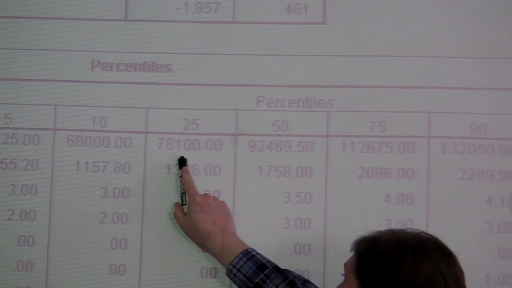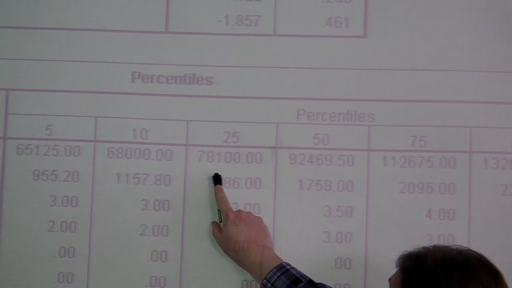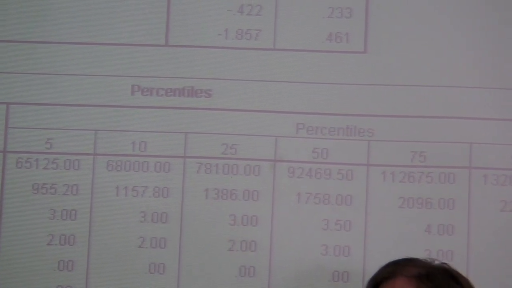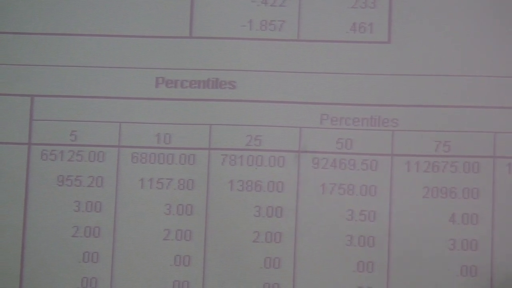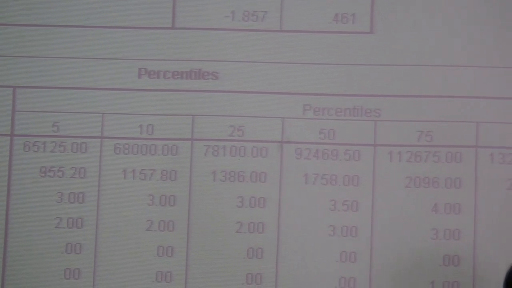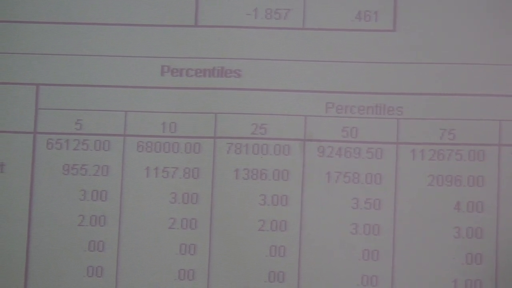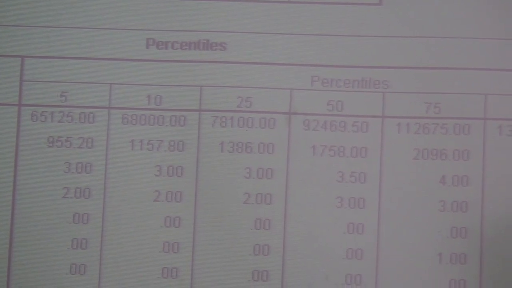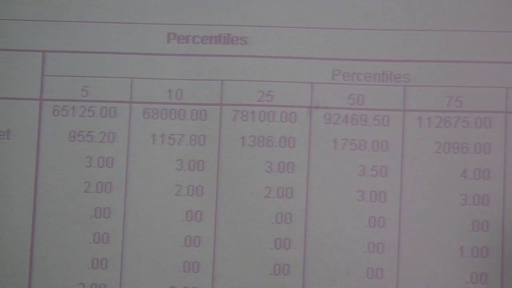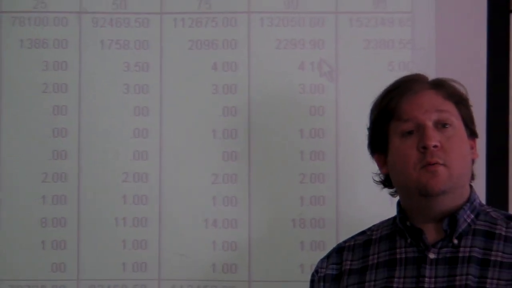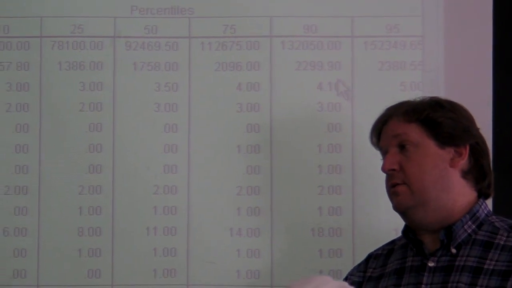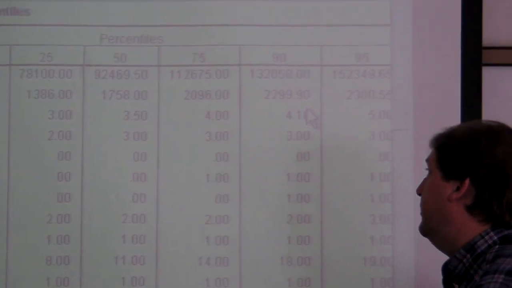So in this case, what we have here for price, we have a first quartile of $78,100. What this tells us is that, in this case, 25% of our sample of homes sold for less than $78,000. 75% were above $78,000. So that's nice information to have.